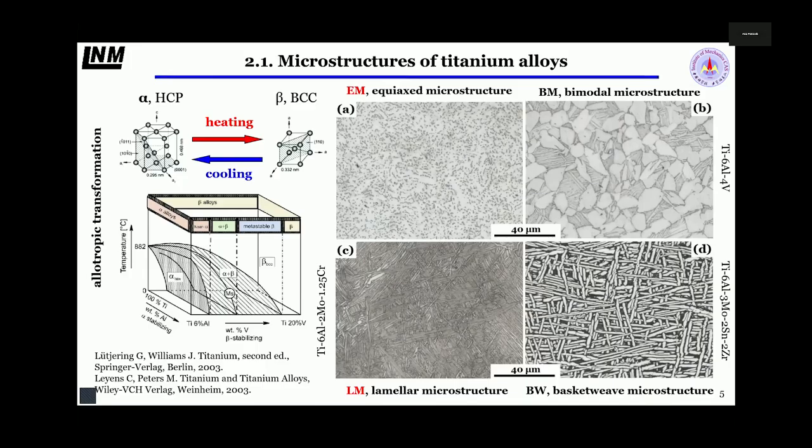Depending on the shape and distribution of the alpha phase, we can define the equiaxed microstructure, like figure A, and a mixture of equiaxed alpha phase and lamellar microstructure, called bimodal microstructure. Equiaxed and bimodal microstructures are the most useful for titanium alloy, and the other we call the lamellar microstructure, depending on the forging process. Like this, the lamellar microstructure is also called the so-called basket-weave microstructure.